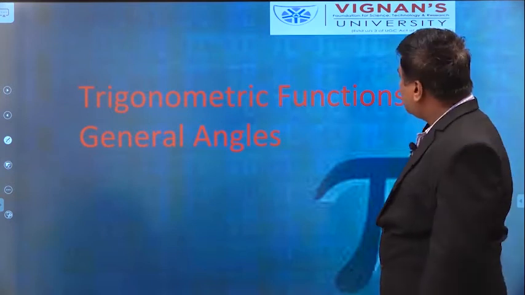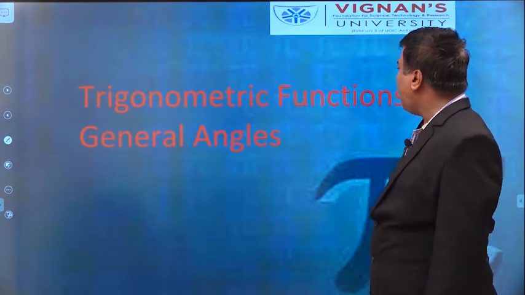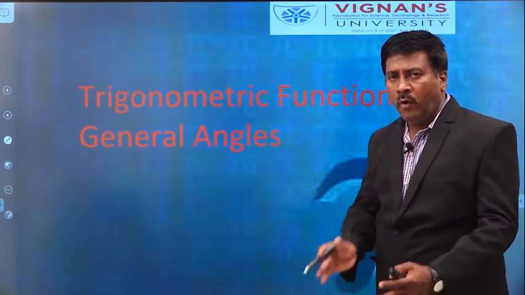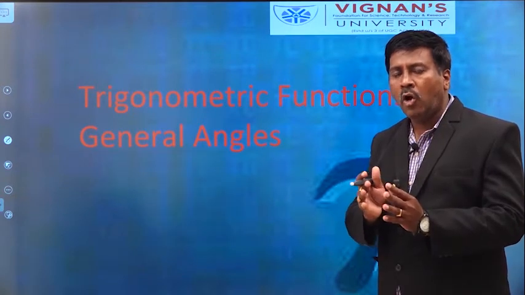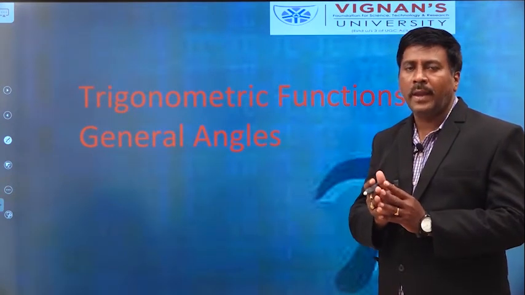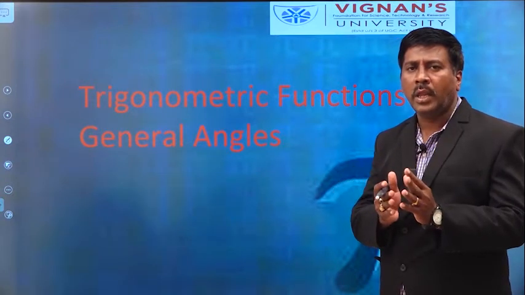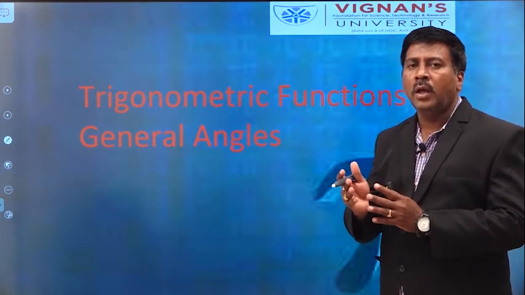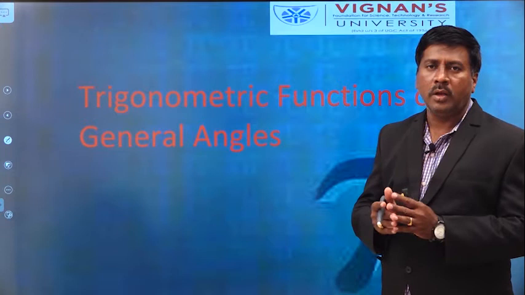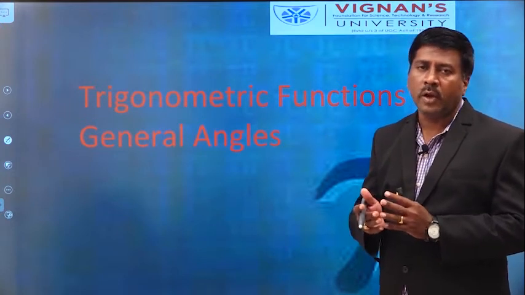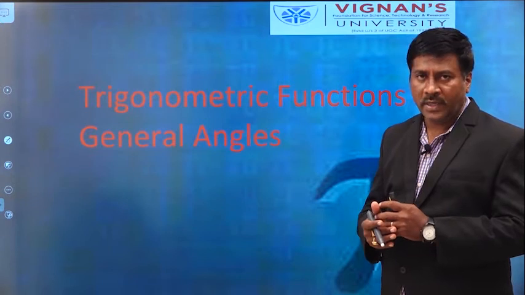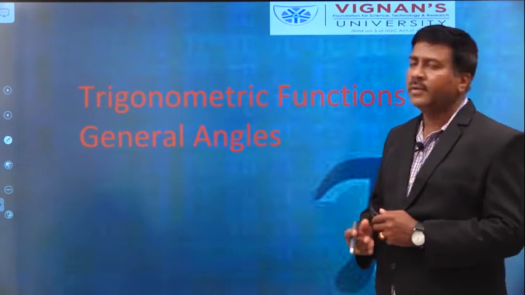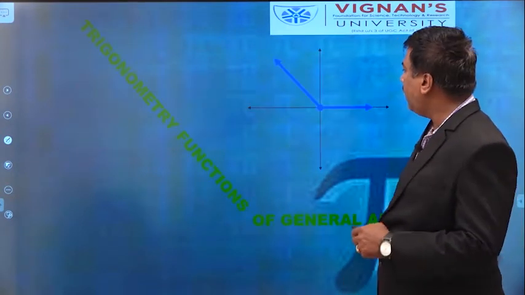Now, the next concept is trigonometric functions of general angles. Before this, what we had to learn in trigonometry: how many trigonometric ratios are available, what the formulas are, what an acute angle is and what an obtuse angle is. In a right angle triangle, how we find sine theta, cos theta, tan theta, secant, cosecant, and cot theta. These concepts you have to see in the previous part. Now, using those, the trigonometric functions of general angles, you have to see here.